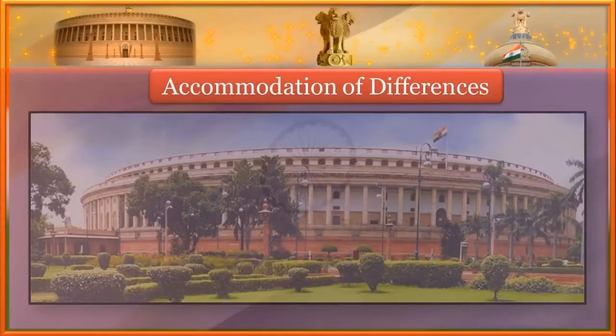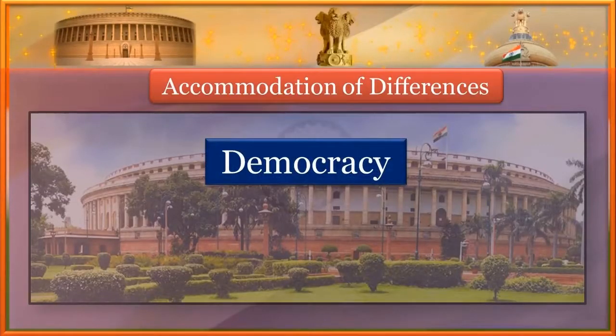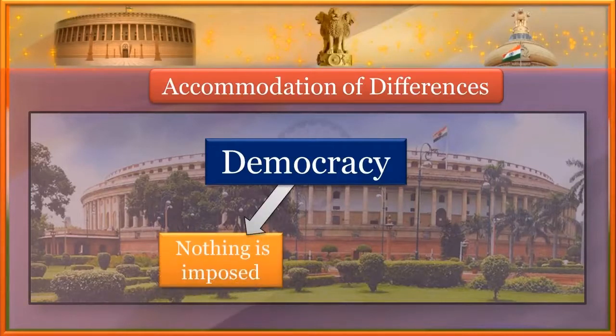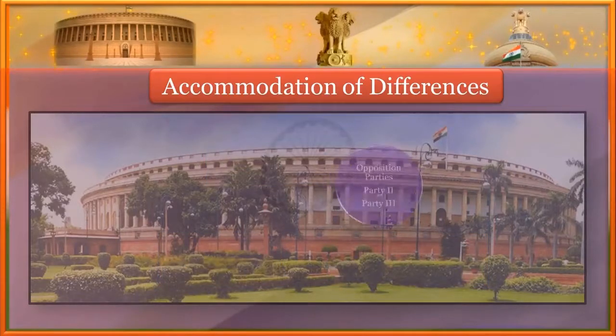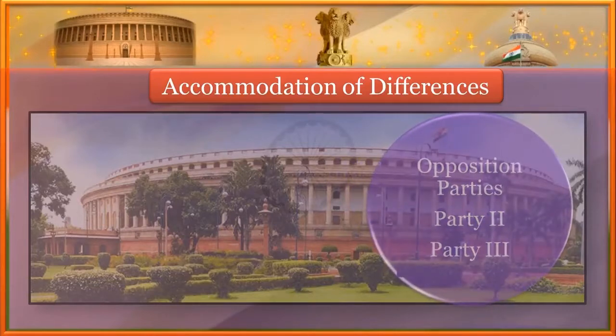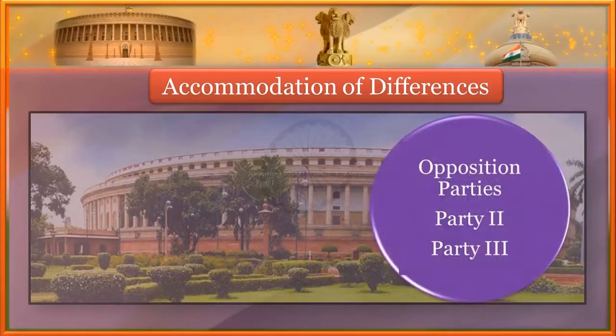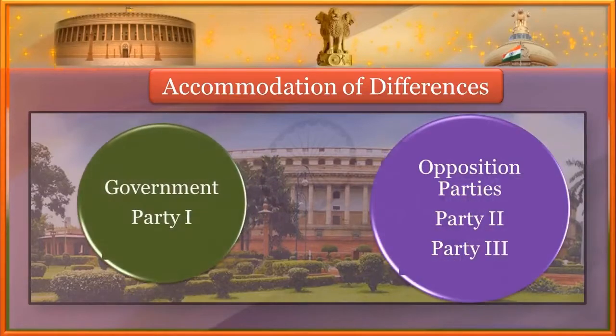Accommodation of differences. In a democracy, nothing is imposed on the people. The people or their representatives can express their differences freely. There are opposition parties in the legislature which oppose or expose the government at every point. It is the spirit of give and take and the spirit of accommodation which makes it popular in the modern world.